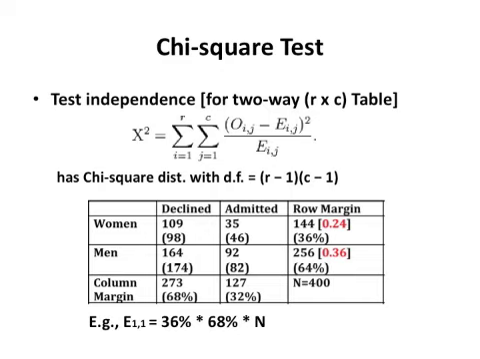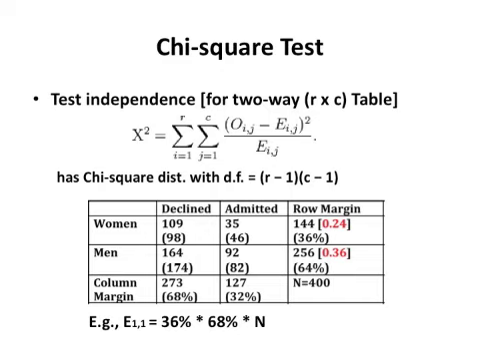36% is the proportion of women in the sample. That means 144 women total, divided by 400, is 36%. That's the marginal proportion for the women. And 68% is 273 over 400. That's the proportion of declines. So when these two are multiplied by n, that is 98. That means assuming these two variables are independent, the joint distribution is the product of each marginal probability.